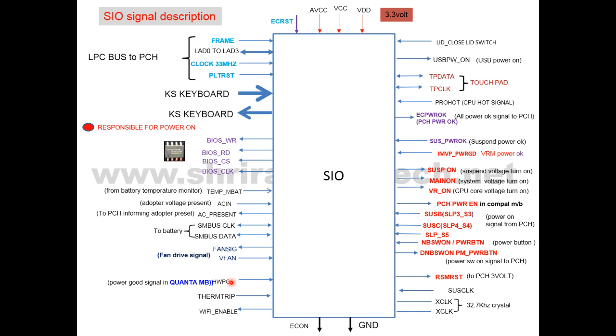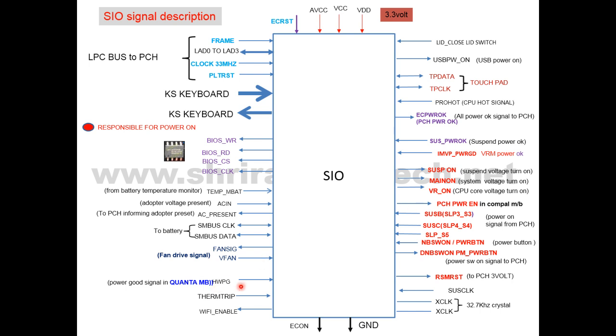HWPG. The HWPG is basically used only on Quanta motherboards. There are 3 or 4 types of motherboard, like Compal, Quanta, Wistron, Foxconn, Inventec. So in the Quanta motherboard power sequence, you will find this HWPG signal. The meaning of this HWPG signal is, when all powers are okay except the CPU core, here 3 volt is generated, and when 3 volt is generated, at that time SIO sends out this VR on signal and turns on the CPU core section.